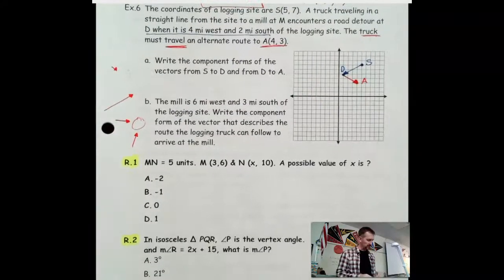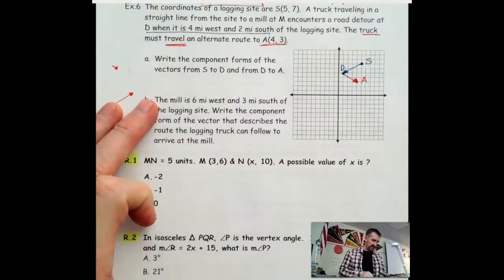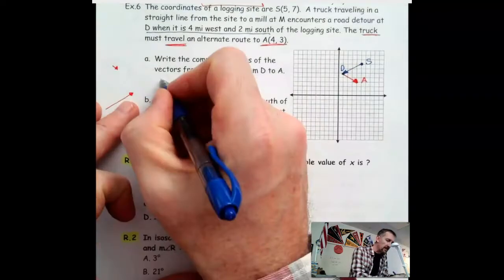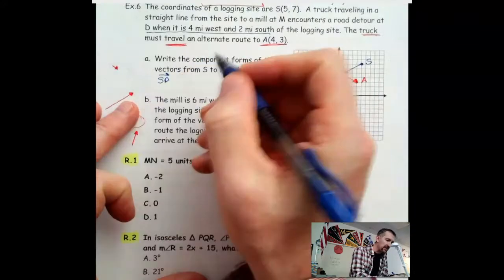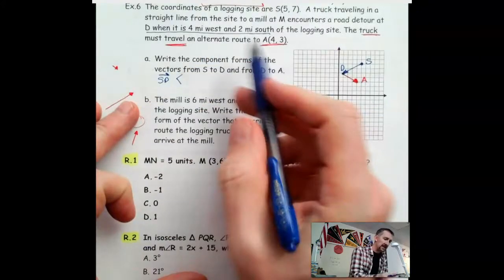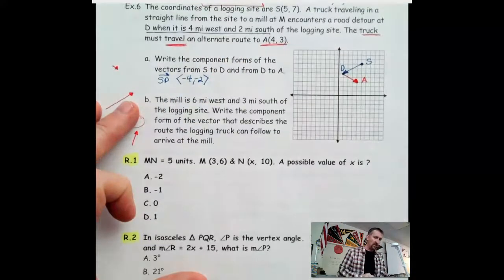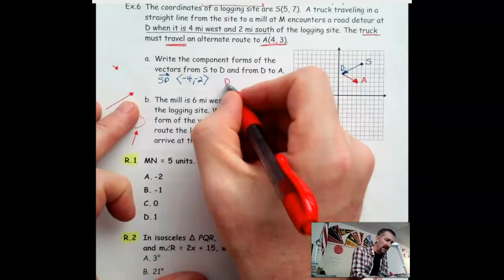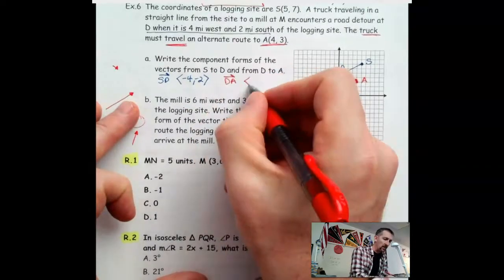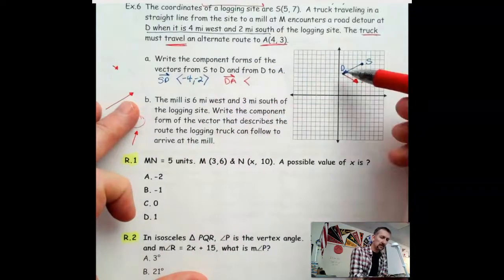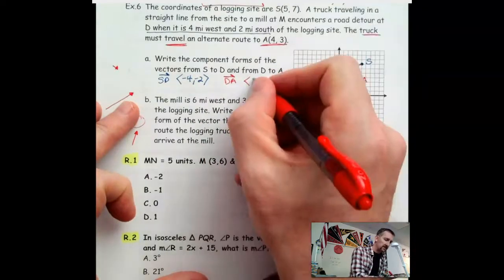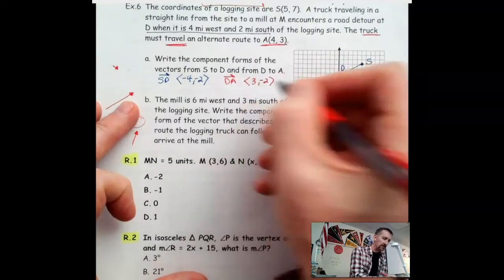All right, back to this question here. Let's get down here. Write the component forms of those vectors. Okay, so S to D. So we have vector SD, and that was -4, -2. And then we had the alternate route, so that was vector DA, and that was 3 to the right, down 2. So that was 3, -2.